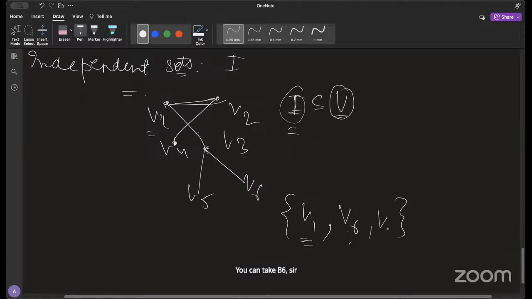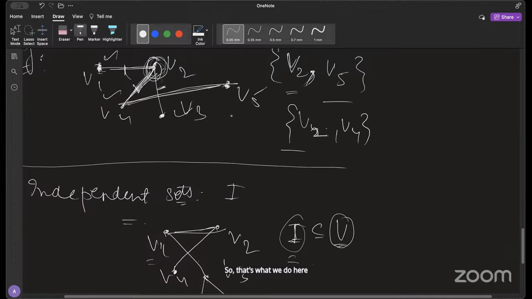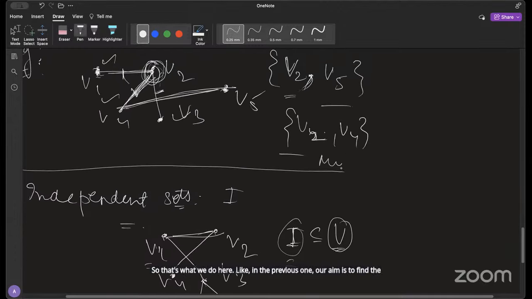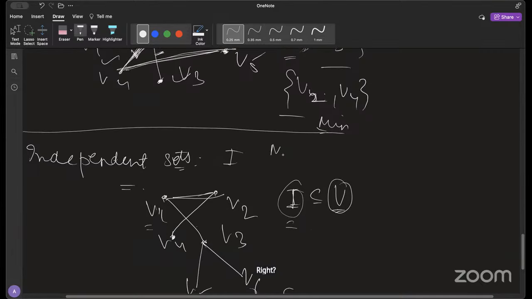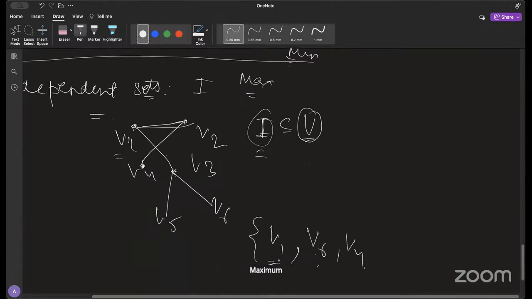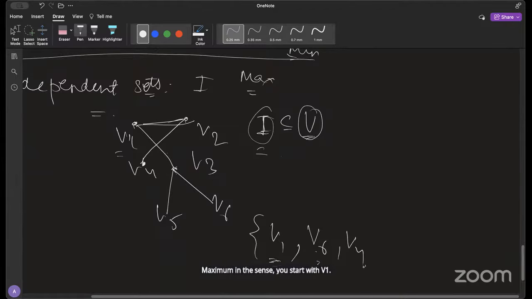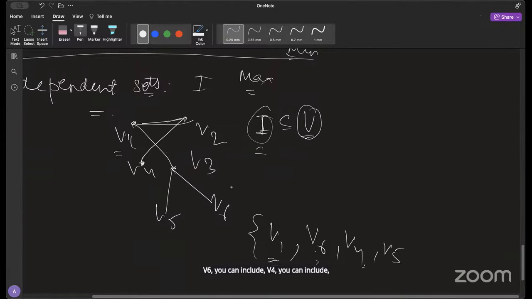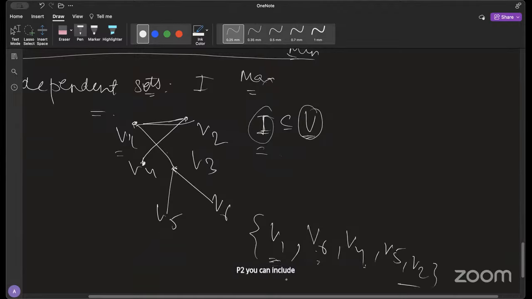You can take V4 too. We can take V5 too, which is not connected with V1, right? Yes, you can take all of these. Like in the previous one, our aim was to find the minimum such set; here, our aim is to find the maximum such set. You start with V1, V6 you can include, V4 you can include, V5 you can include, V2 you can include. Ma'am, aren't V5 and V6 connected here? They don't have an edge.